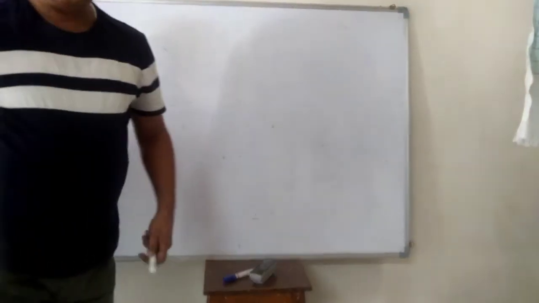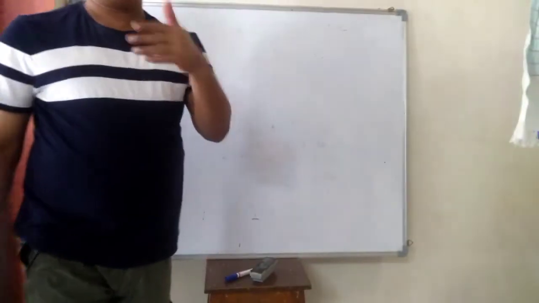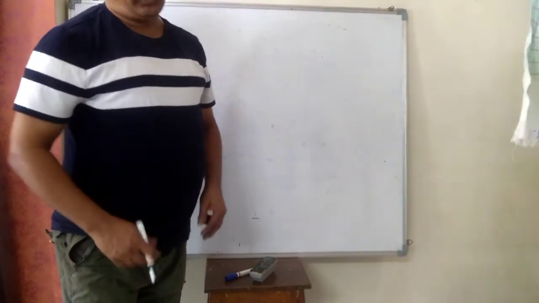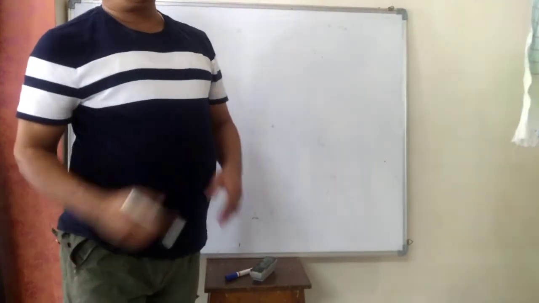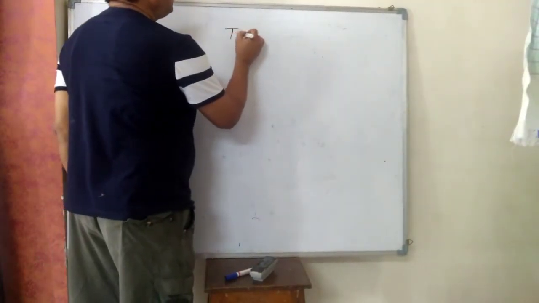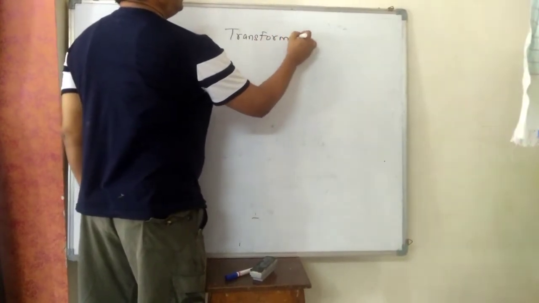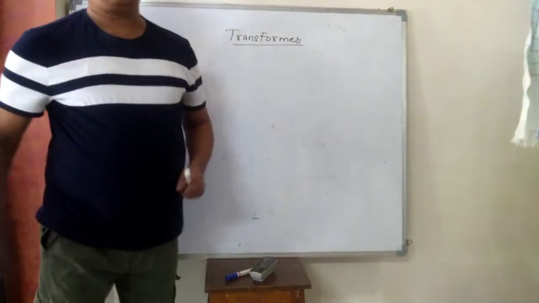Now friends, we have completed 2 units. First was 3-phase circuits. Second was DC machines, in which we covered DC generators as well as DC motors. And now the third unit, a very important unit, which everyone should know about, and that one is transformer. I am defining transformer first.